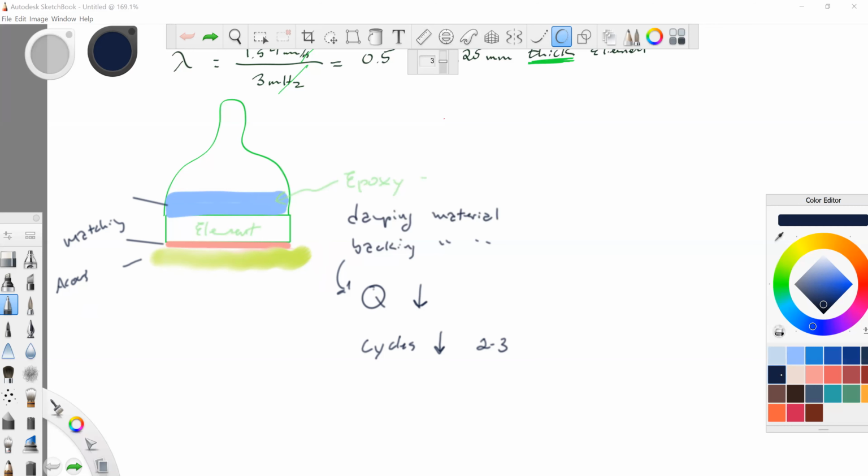What's going on here? 3.4 mega, oops. Did I spell... yes, I spelled rails wrong. 3.4 is the crystal. And then we take a step down into 2.6 for the matching layer. And then it's asking directly about the skin, so we'll skip the acoustic layer.